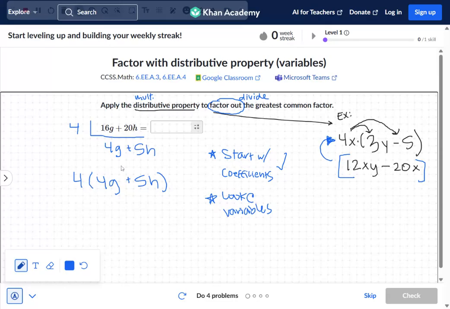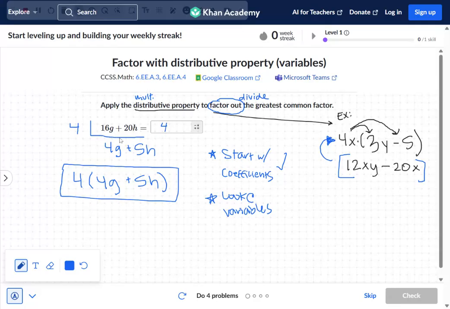If we were to distribute, we would get back to where we started. They're asking us to factor out the greatest common factor. Because this expression is equal to blank, we're going to need to include all of this. They're not only asking for the greatest common factor, we want to factor it completely. If I just said this equals 4, that wouldn't be correct, because where's the G, where's the H? We need to include all of this. So I'm going to write that out: 4 parenthesis 4G plus 5H.